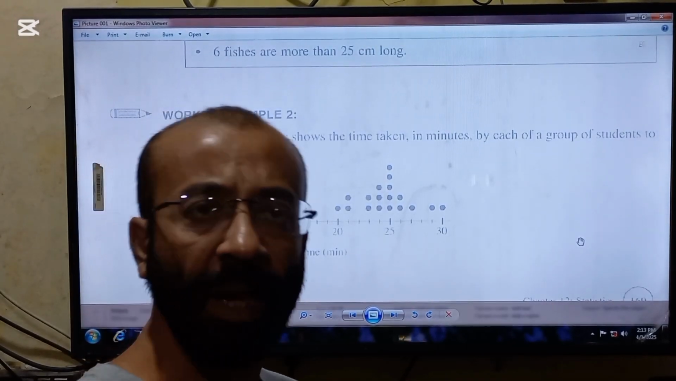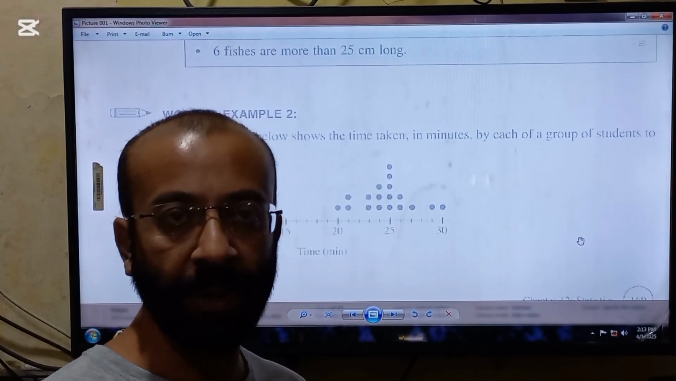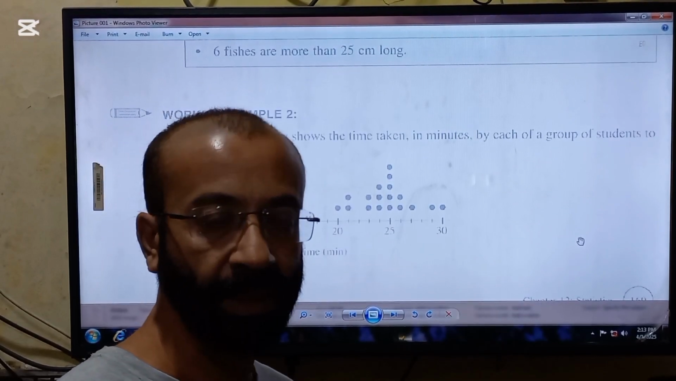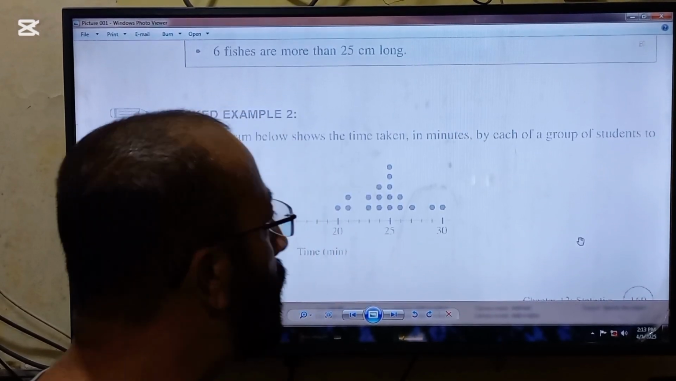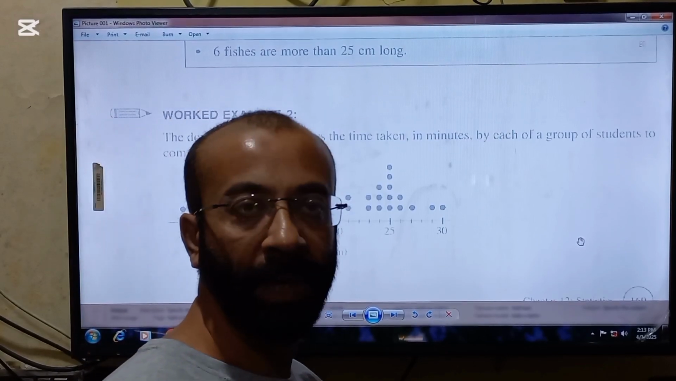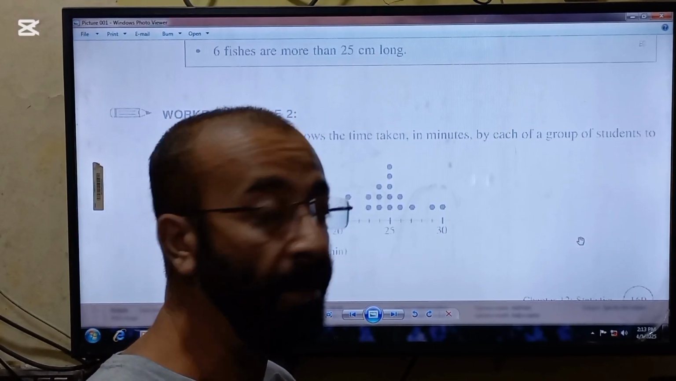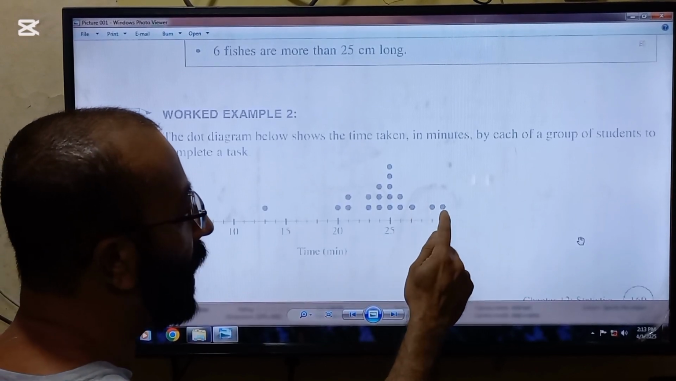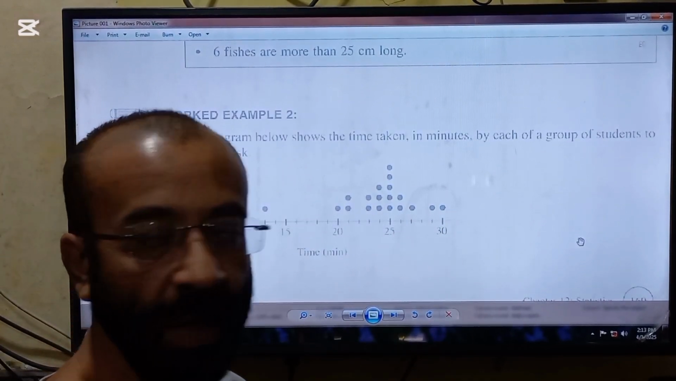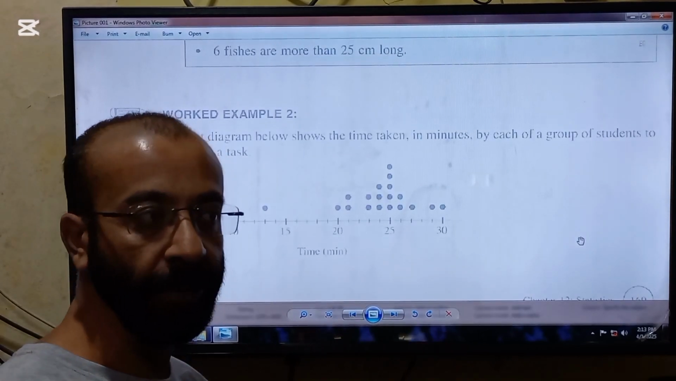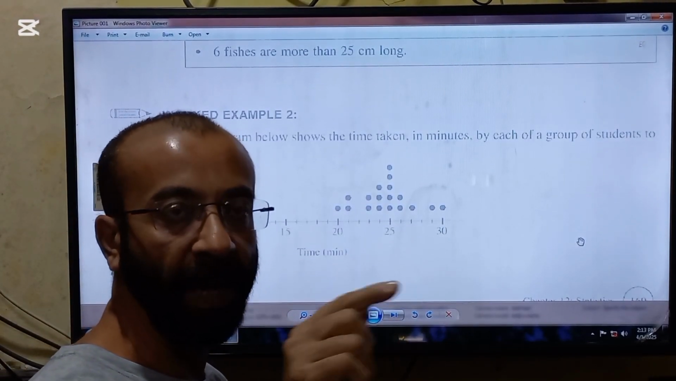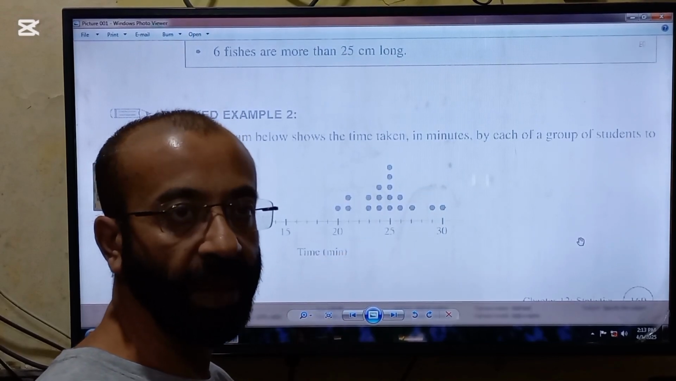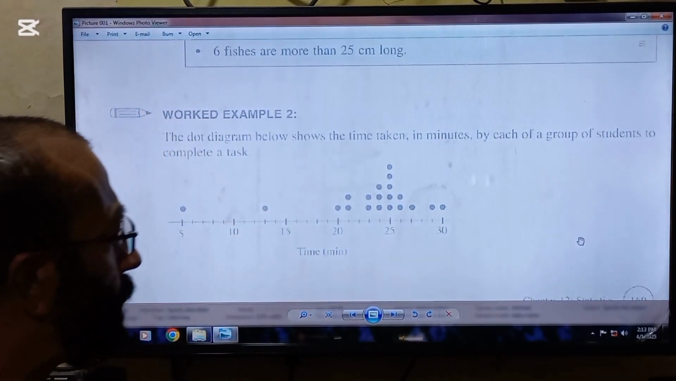For example, the next requirement is to find the number of students who took more than 25 minutes to complete the task, and express the answer as a percentage. So we have to count the students who took more than 25 minutes. More than 25 minutes students are 1, 2, 3, 4, 5. So 5 will be placed in the numerator. In total, there are 20 students, so 20 will be placed in the denominator, multiplied by 100%. Then you calculate the value on the calculator and you will get the answer.